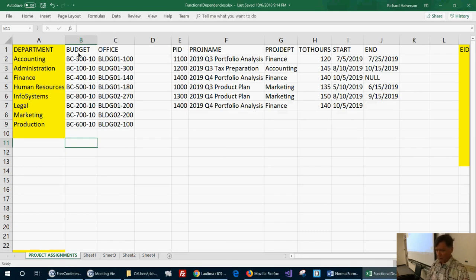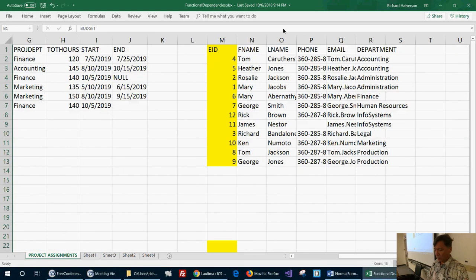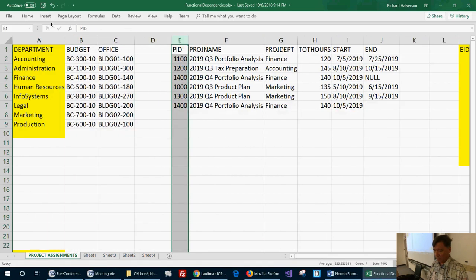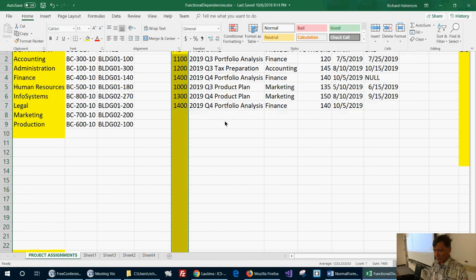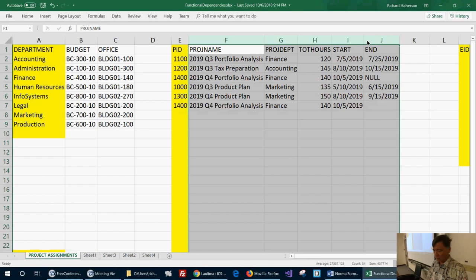It looks like. Let's see. Is there any relationship between those two? I don't think so. Probably not, but we assume no. Is there anything between? See, this is the key, and so are there any dependencies there? Project name, project department.